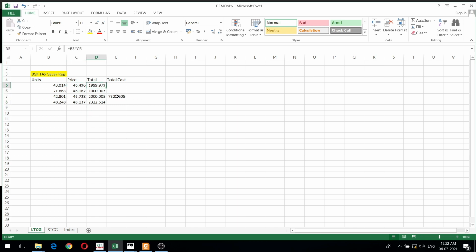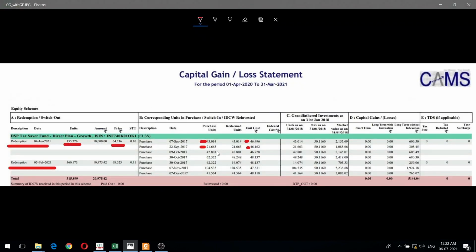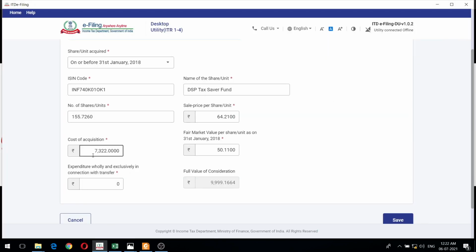So the total cost is coming to 7322. And let me repeat once again, 7322 is the purchase cost for this redemption only, not this one. Okay, so I'm quoting it as 7322.